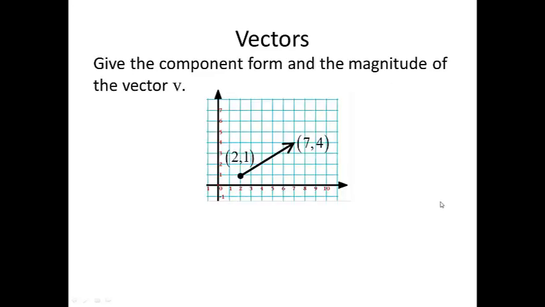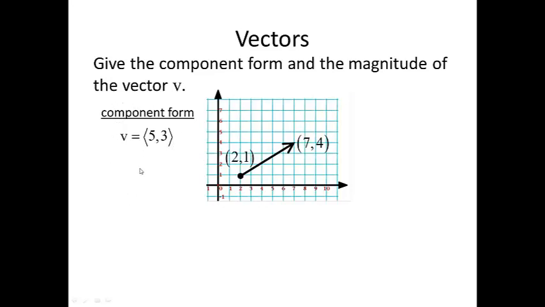All right. Give the component form and the magnitude of this vector. So the component form is how far to the right and left that we go. We went to the right 1, 2, 3, 4, 5, or we can take 7 minus 2, which gives me 5. Then we went up 3, 4 minus 1. So this is the component form. This gives me the direction.